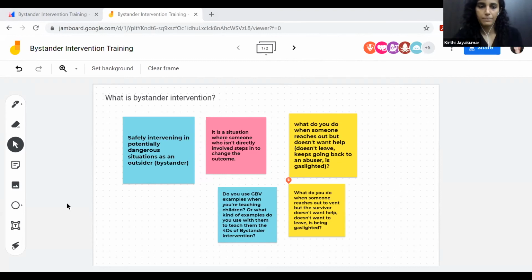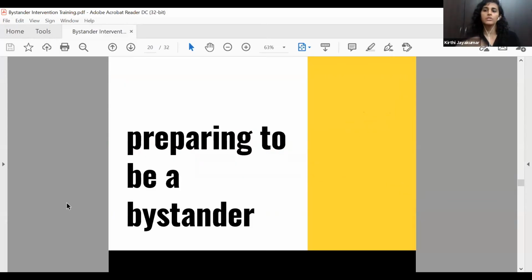So I'm going to dive right back into the presentation, which is how do we prepare to be a bystander? So we've learned the strategies. We've also understood the mindsets we each individually have. And then we can put both of these together to identify the strategies we can possibly deploy in a given situation. So how do we go about preparing to be a bystander?